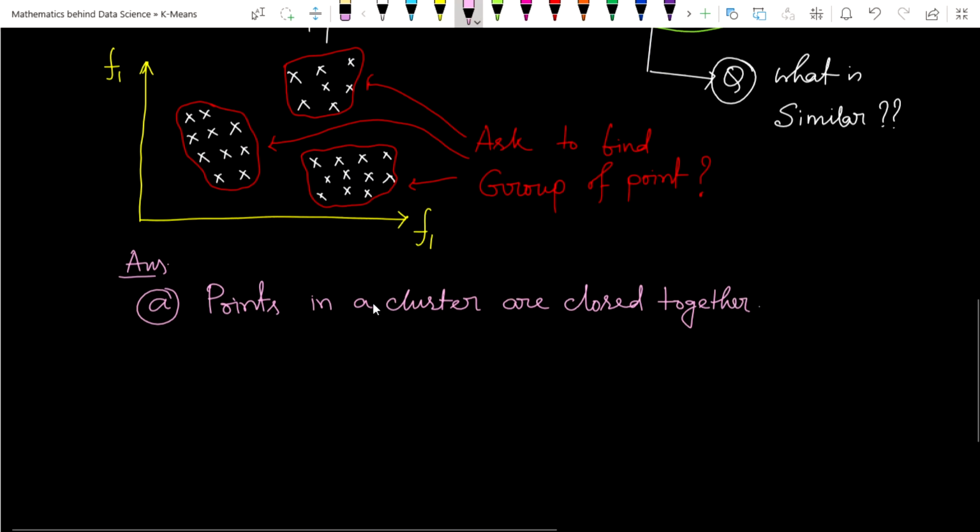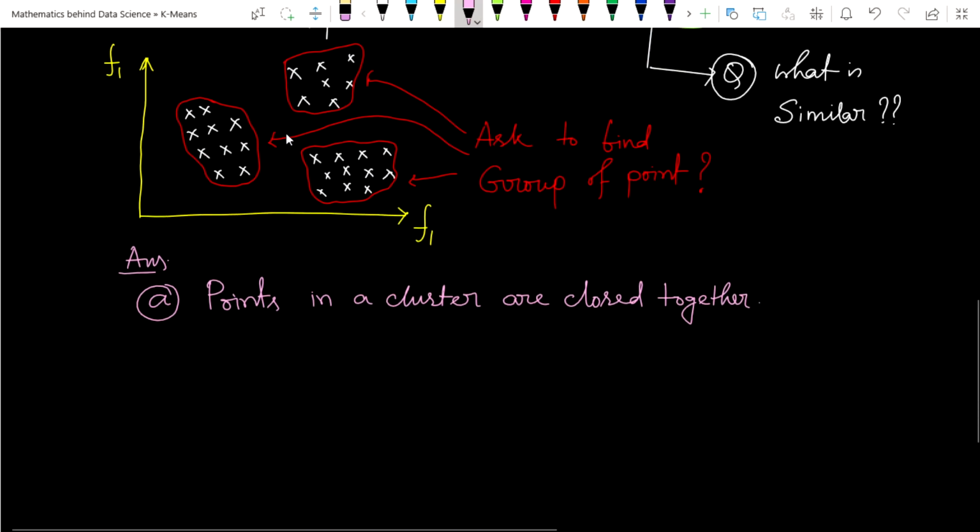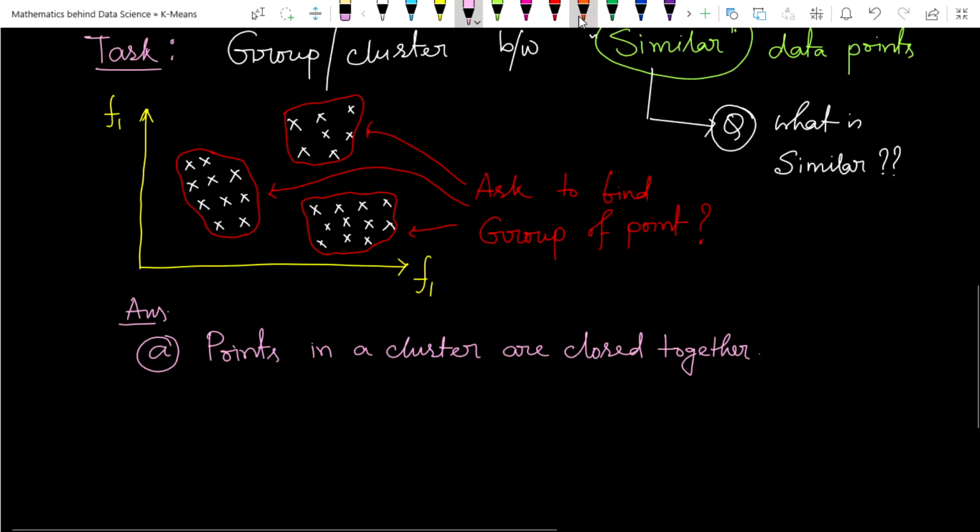Now the second question is how we find that there are these clusters. Let's denote them: this is cluster 1, this is cluster 2, this is cluster 3. So there are three clusters, and we can see them easily. Just ask a simple child, and they can easily tell there are three clusters.